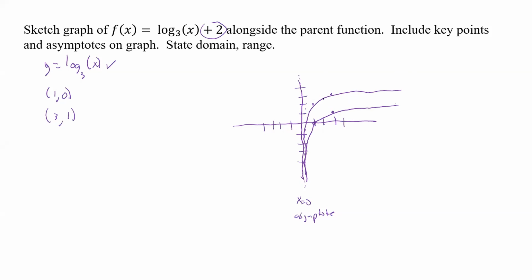And our key points, as you can see, this is over 1 up 2, and this was over 3 up 1, and now we're up to 3. So nothing hard. And again, if you wanted to write your pairs here, the new one is going to be 1, 2, and this one's going to be 3, 3. Sometimes it's easier just to write the numbers here, so this is your original, and this one's up 2. Okay.